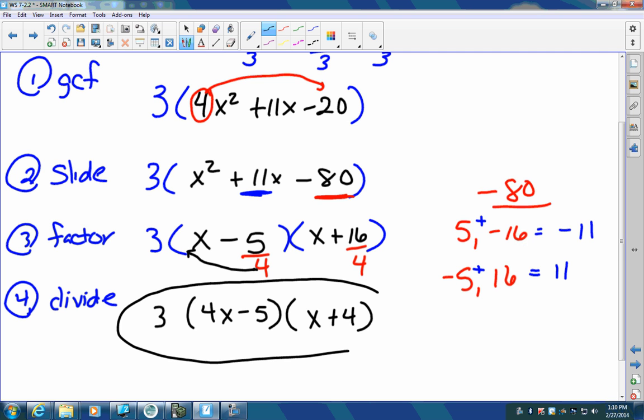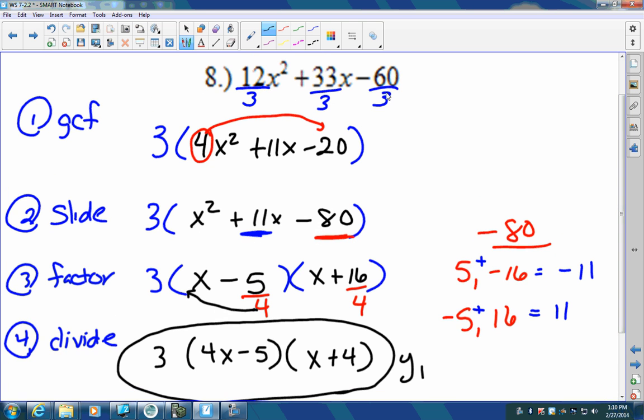This is your factors. You would put this into y1, but you think the answer is up here, into y2, press second graph, and if all y1 and y2 are the same, then you're right.